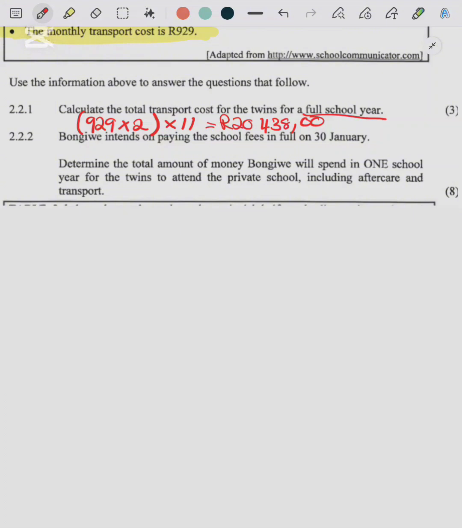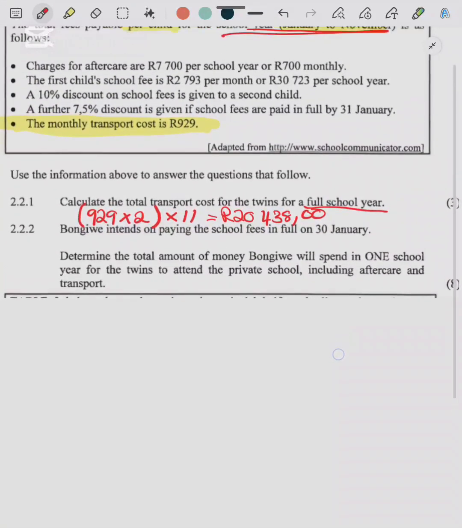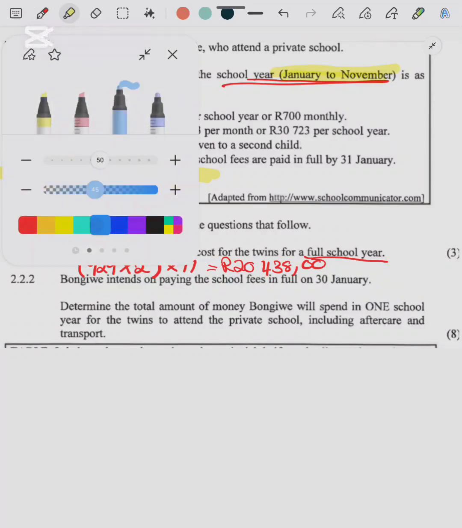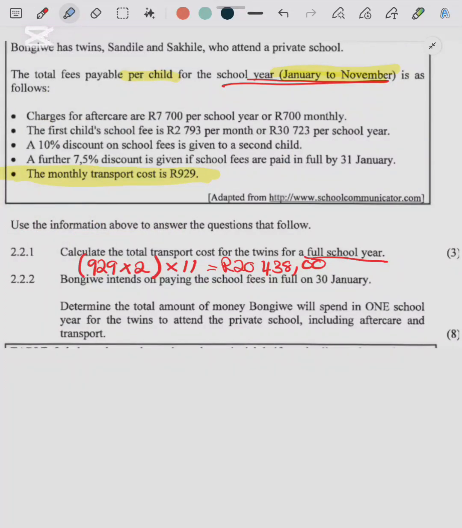Okay, so we've already done the transport, so we just need to remember we need to add that in at the end. But let's see what else we know here. Okay, so firstly, they do tell us that they're charging aftercare at the school. So let's use colors to highlight this. So aftercare is charged 770 per school year. Remember, this is all for 1 child, and she's got 2. So I'm just going to list that as my first fee, 770.